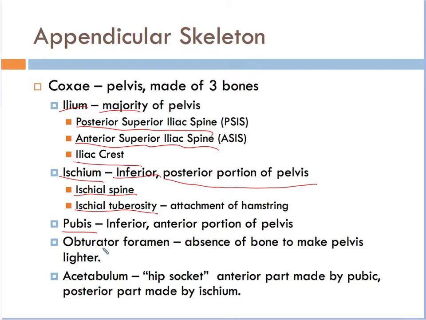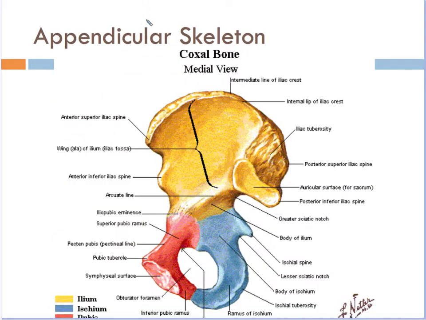Within the middle of your pelvis, you have this big hole. That is called the obturator foramen, and that is an absence of bone which makes our pelvis lighter. And then you have your acetabulum, which is your hip socket. This is where your femur attaches to your pelvis. And we're going to look at that as well.